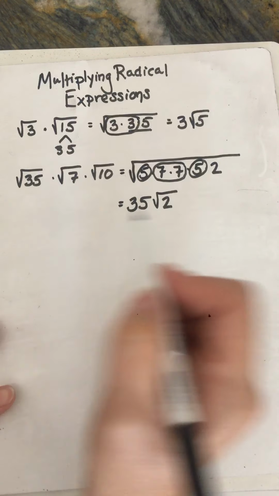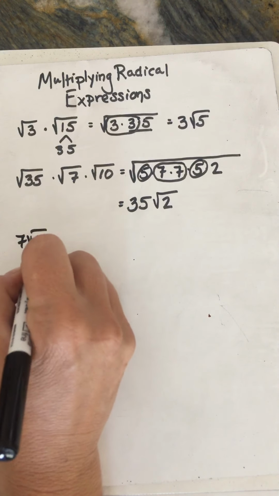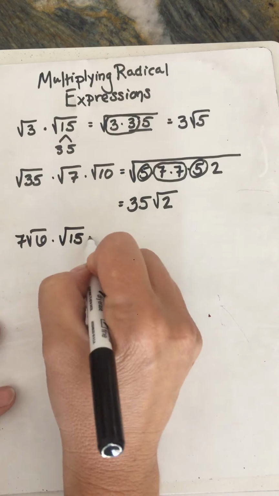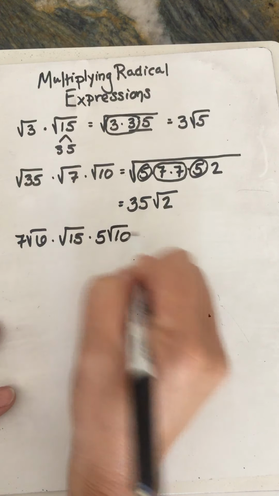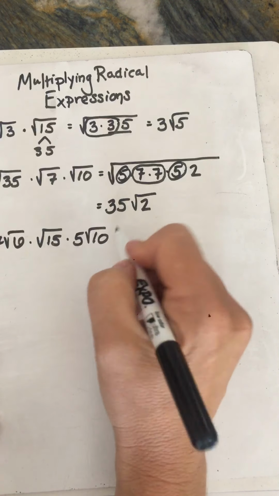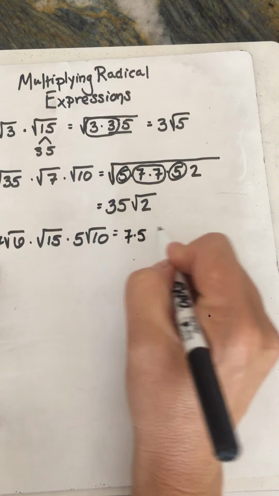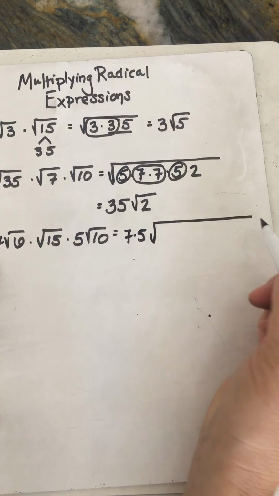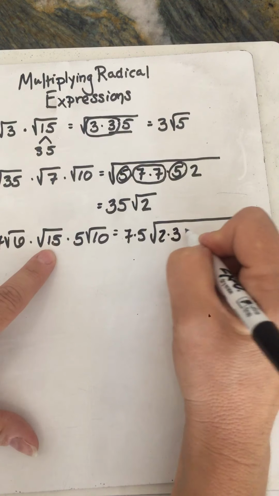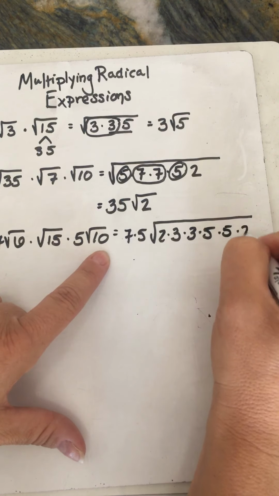Let's do one that has a coefficient. So let's do 7 square root of 6 times square root of 15 times 5 square root of 10. Okay, we can write this as, well, we have a 7 and a 5, so 7 times 5, square root of 6 would be a 2 times a 3, 15 is 3 times 5, 10 is 5 times 2.